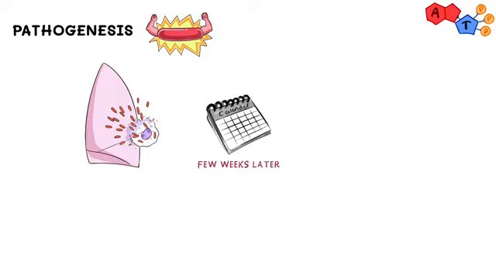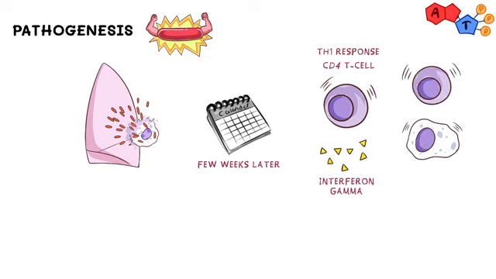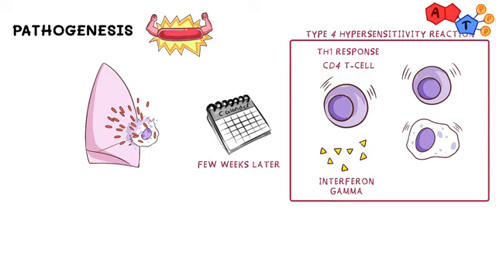A few weeks later, the cell-mediated immunity kicks in, which is a Th1 response. CD4 T cells get activated and release of interferon gamma happens. Macrophages and cytotoxic T lymphocytes also get activated. Something else you must keep in mind is that this is a type 4 hypersensitivity reaction.